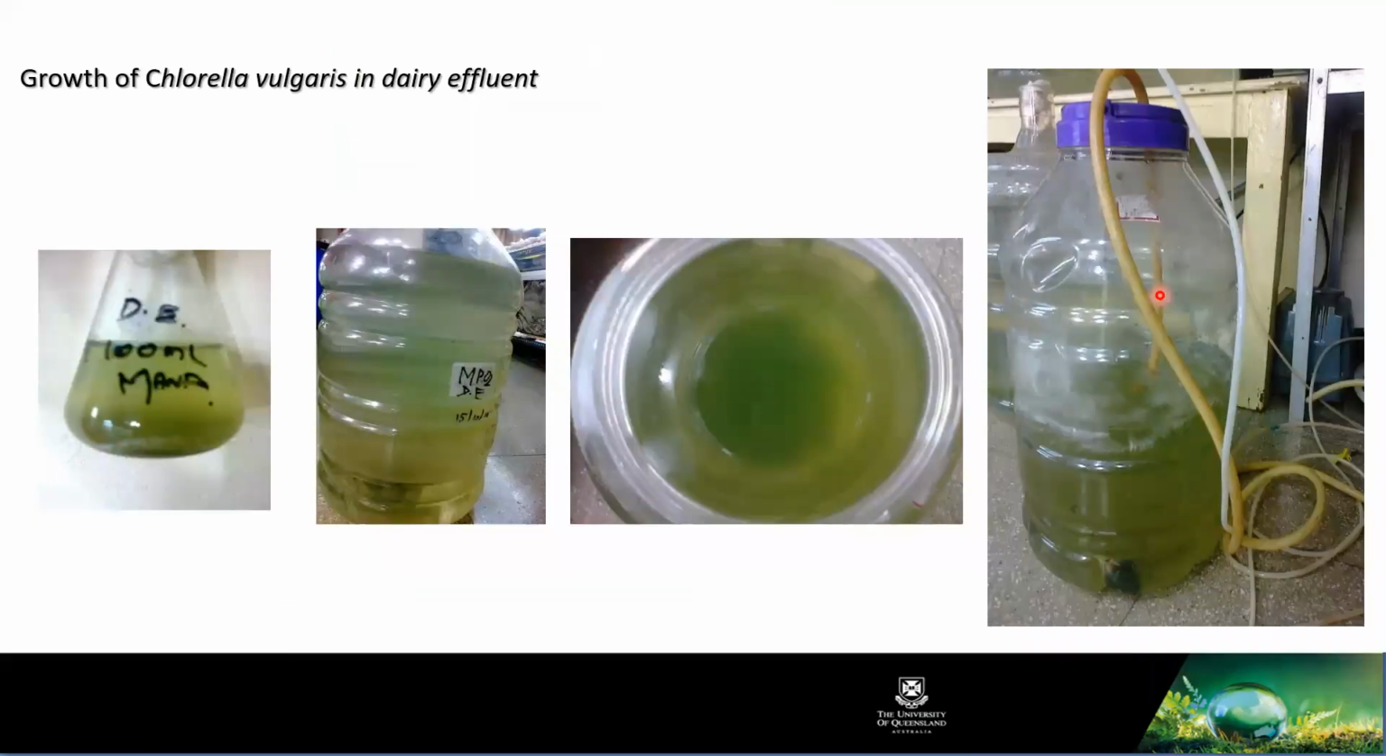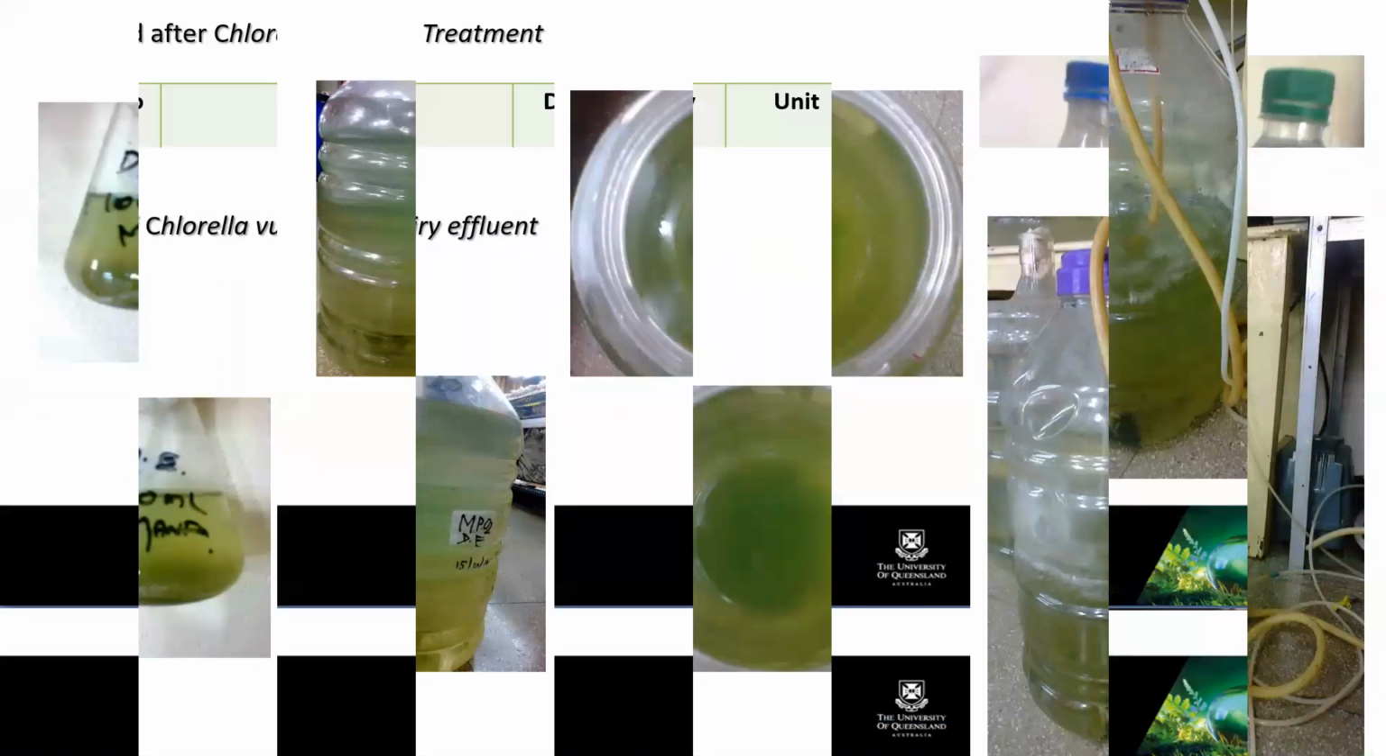Okay, I can share some pictures now. So this is an experiment of another project where Chlorella vulgaris was used in dairy effluent treatment, where you can see the dairy effluent is subjected to algae growth. The algae is growing nicely inside. They give artificial carbon dioxide and air mixing. And then this picture is very attractive.